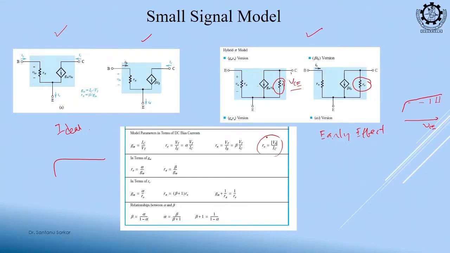Clear, and these are all the values that we just discussed: R naught is equal to the early voltage by the collector current at the Q point. R pi is equal to Vt by Ib. And what is gm? gm is equal to Ic by Vt. So, remember this beta is equal to gm R pi, then you will have a relationship between R pi and beta.